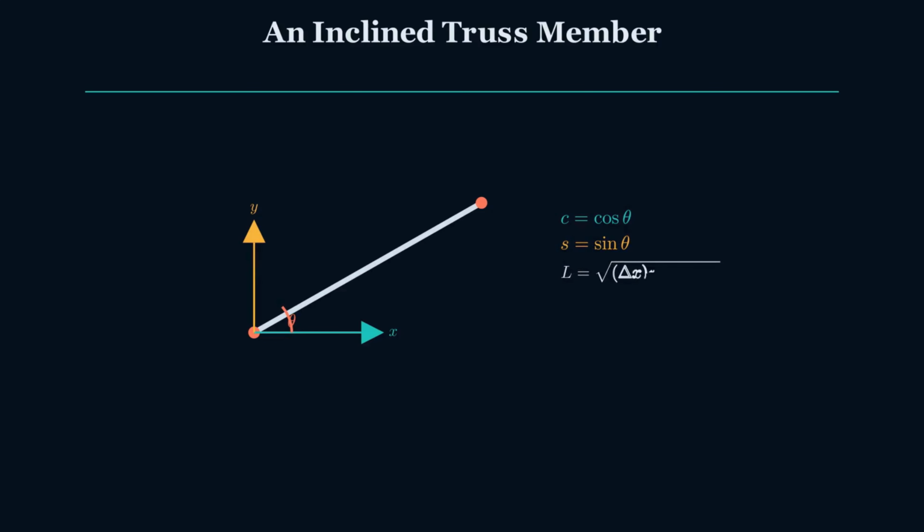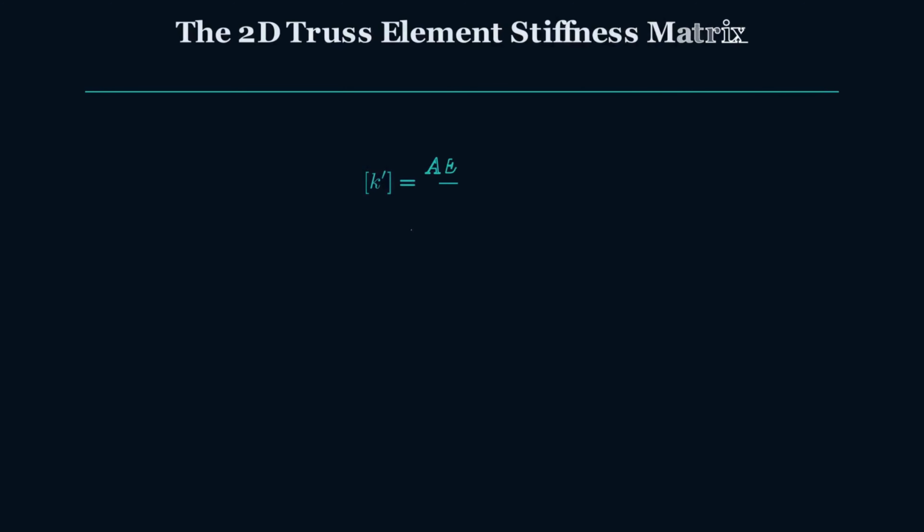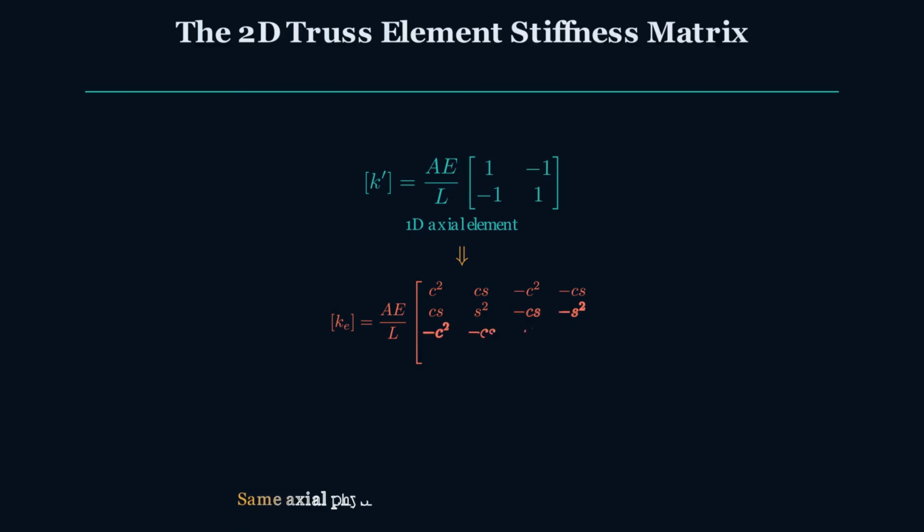Each inclined member is still an axial bar. The new issue is that the member is not aligned with the global x direction. We describe the orientation using the angle theta and its direction cosines. The member physics is still exactly the same as the one-dimensional axial bar. Because the member is inclined, we transform that one-dimensional stiffness into the global xy system.